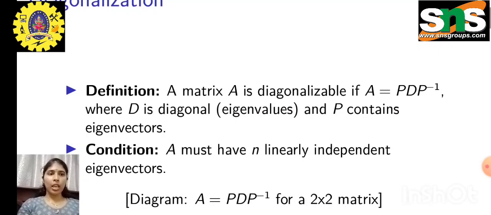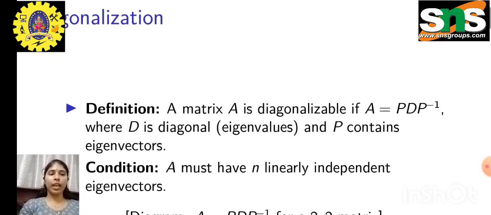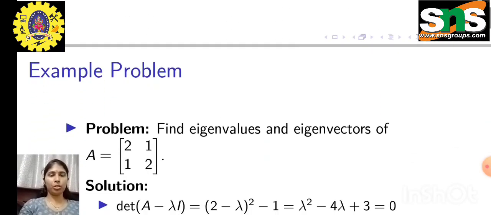Next is the diagonalization definition. A matrix A is diagonalizable if A is equal to P D P inverse, where D is the diagonal matrix, that is, it will have only the diagonal elements. In the diagonal elements, lambda values are placed and P contains the eigenvectors. The next condition is A must have n linearly independent eigenvectors.